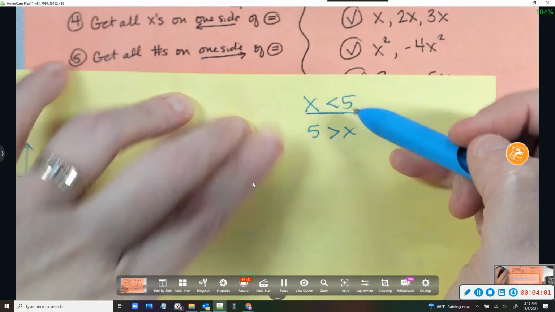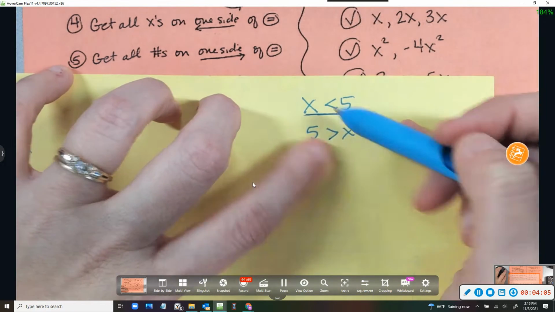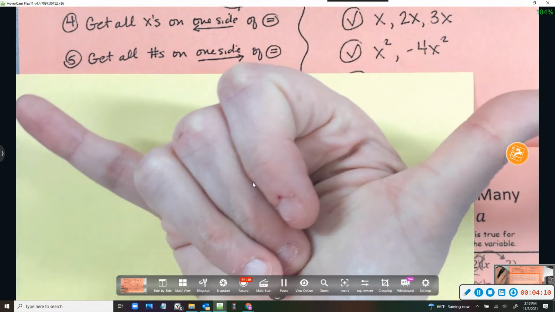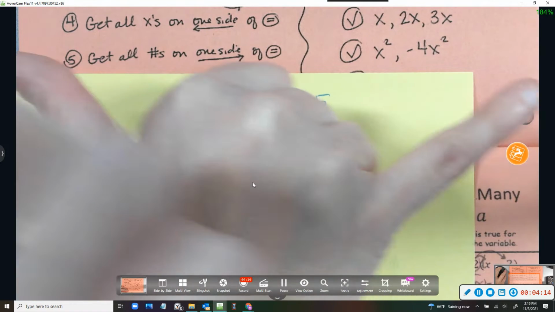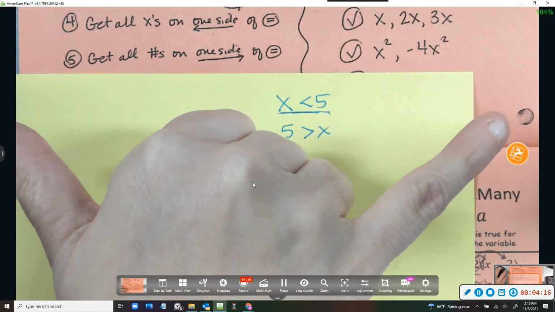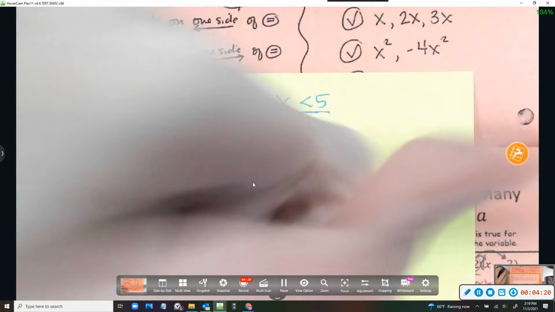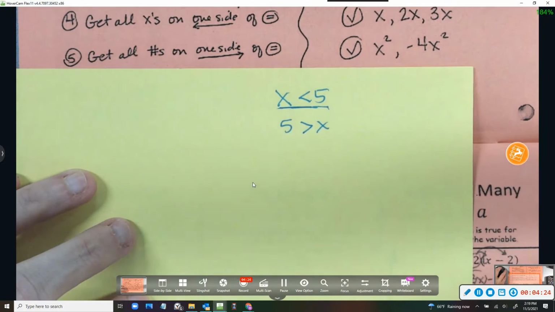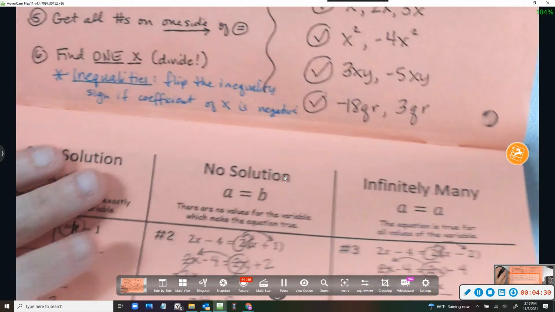Now you notice when I flipped x less than 5, I flipped everything. So think about it like this: x less than 5, when I flip it, the 5 is over here and this becomes greater than. Everything flips, so the position of everything flips. Does that make sense? When I switch these to opposite sides, I have to turn the sign in between them to keep it true. All right, so let's get past that.